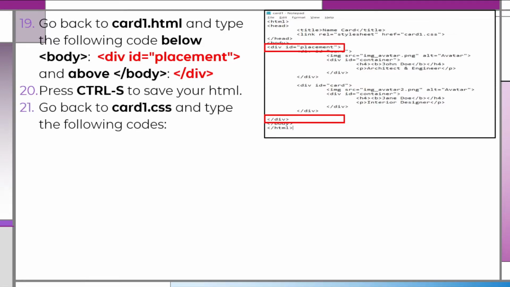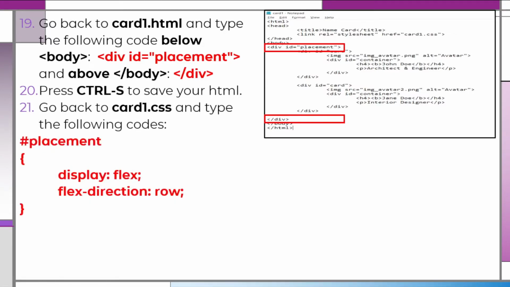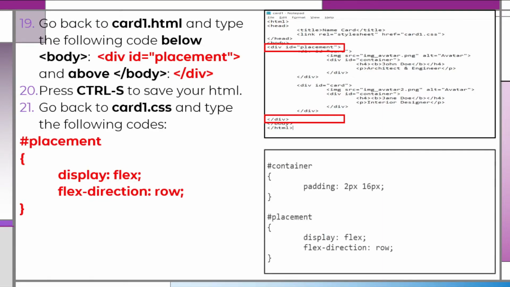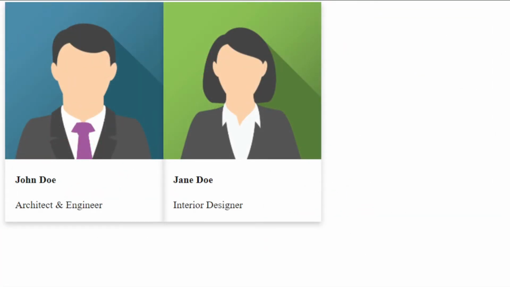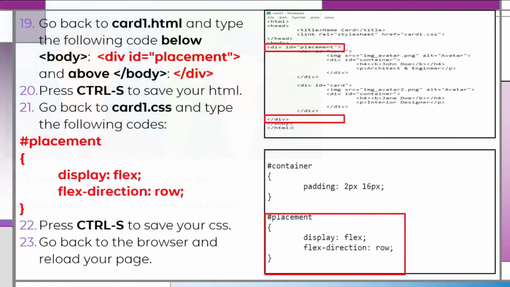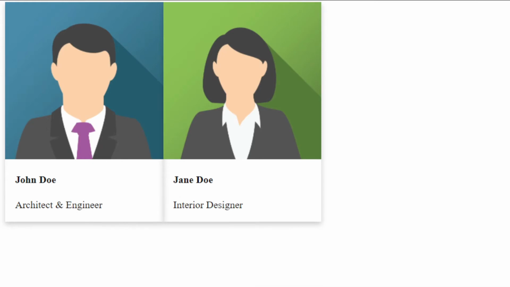Save. Go back to card 1 CSS. Type the following code. #placement, display: flex, flex-direction: row. Save your work and go back to your browser and reload, and this is what you will see now. Flex is shortcut for flexible display, so it will adjust with the size of your screen, but the direction of that display or placement will be in rows. So instead of one on top of the other, it's going to be one beside the other, just like what you see on your screen.